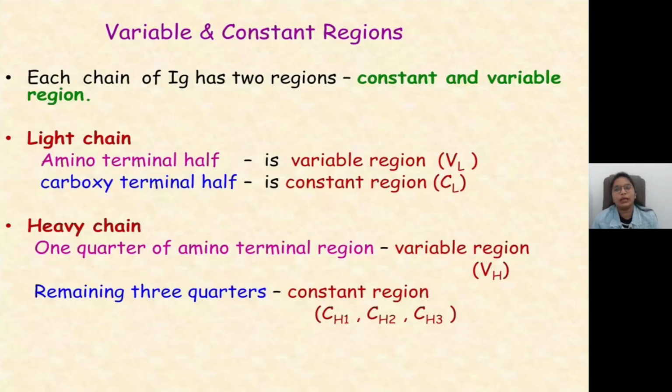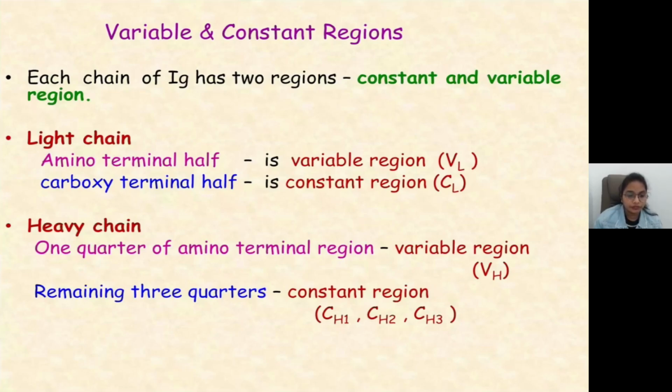Right? What is variable and constant? Each chain of IgG has 2 regions. Immunoglobulins have 2 regions, right? The upper one is your variable, the lower one is your constant, right? The light chain has an amino terminal half and a carboxy terminal half. The amino terminal half is also known as variable, that will be your VL, and the carboxy terminal half is a constant region, that will be known as CL, right?